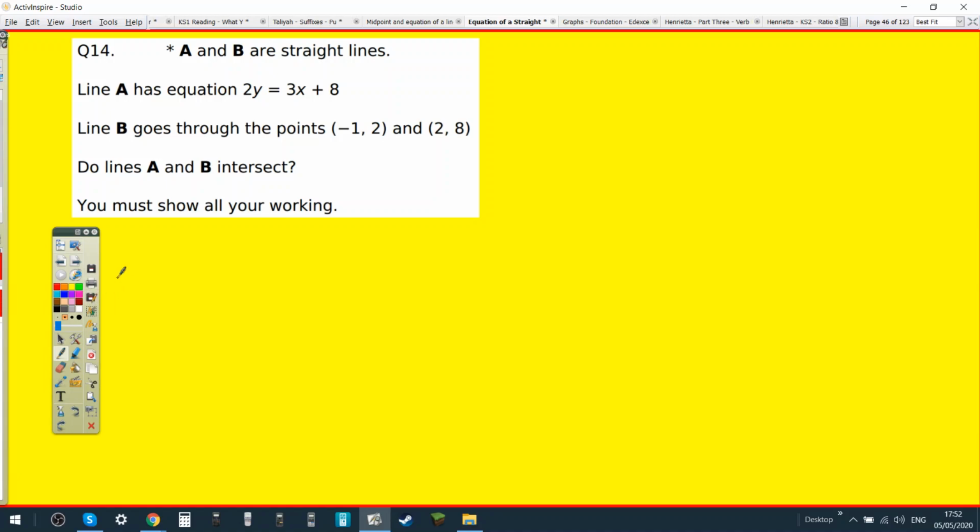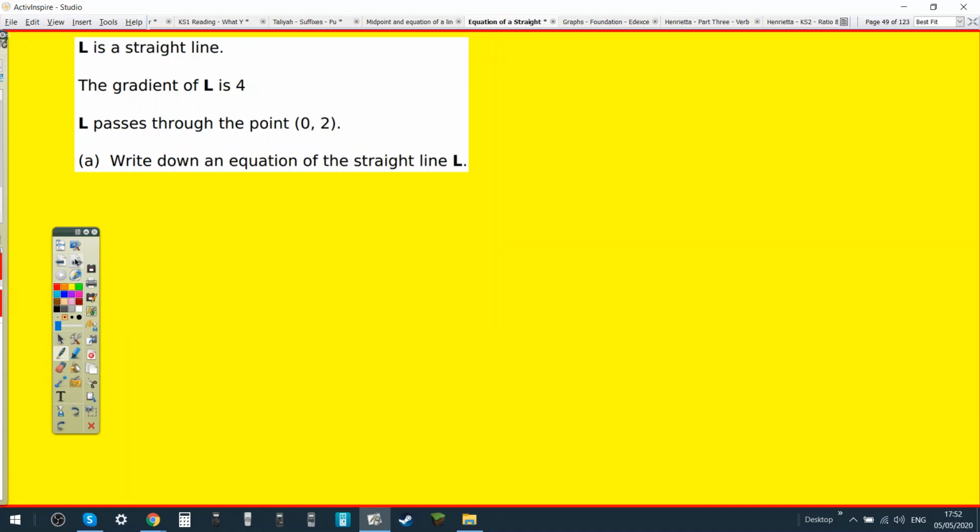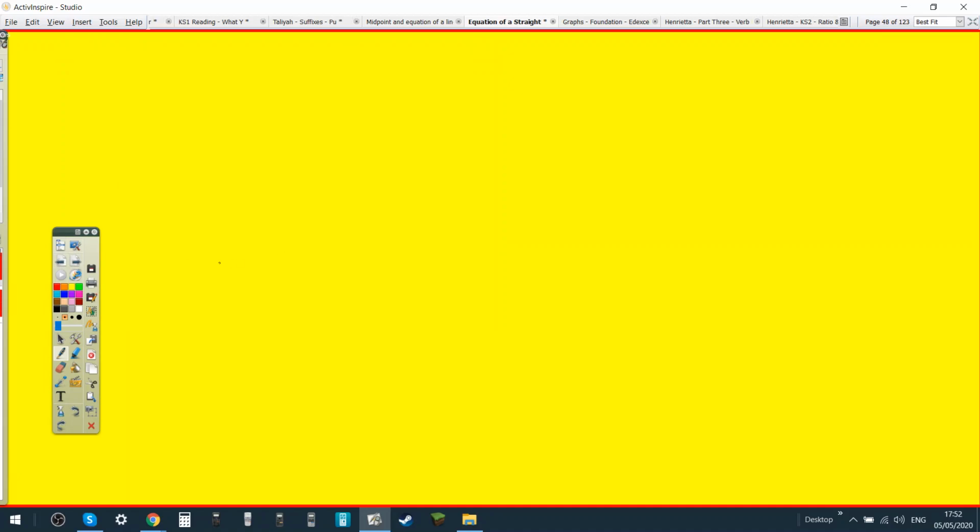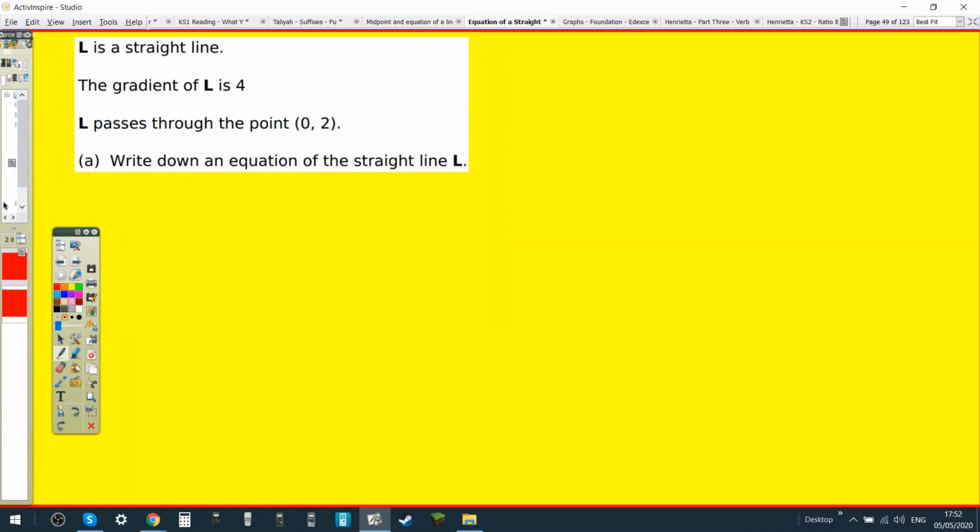Let's see this one. A and B are straight lines. Does A and B intersect? I'm going to leave that one. This is different stuff. Okay, how about this one?